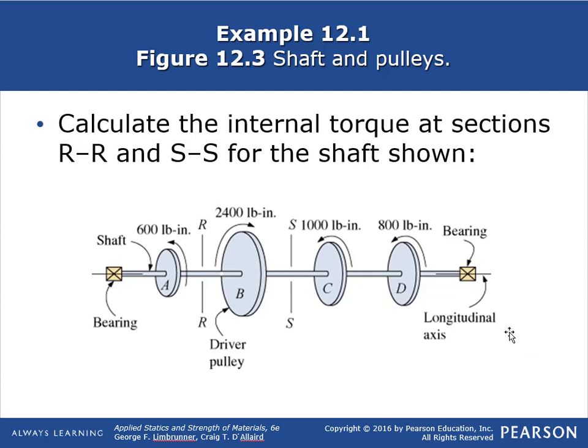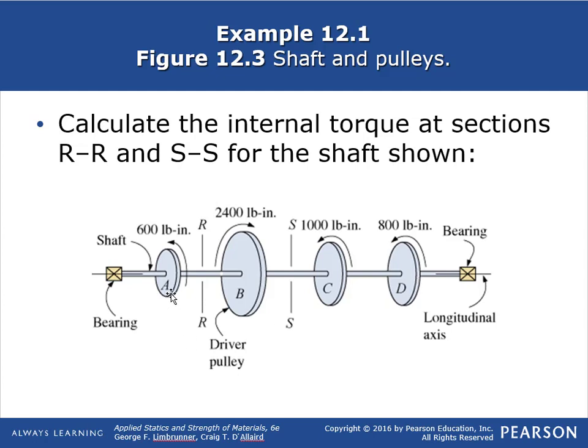What we have here is a shaft that's used for power transmission. The power is coming in on this driver pulley with 2,400 inch-pounds of torque. And then we have three other pulleys that are removing power from this system.